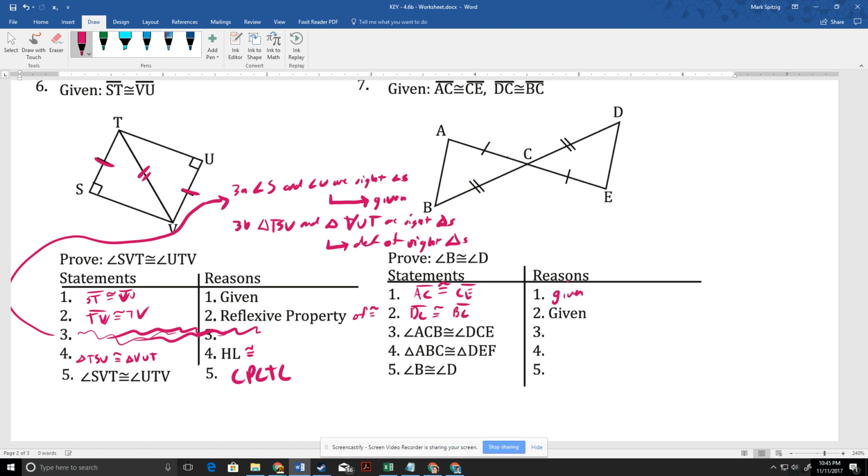We have angle ACB and angle DCE are congruent. And of course, that's because vertical angles are congruent. Vertical angle theorem. The triangles are congruent in this case because of side, angle, side. So again, angle B and angle D are part of those congruent triangles, and they're corresponding parts of those congruent triangles. So they have to be congruent.